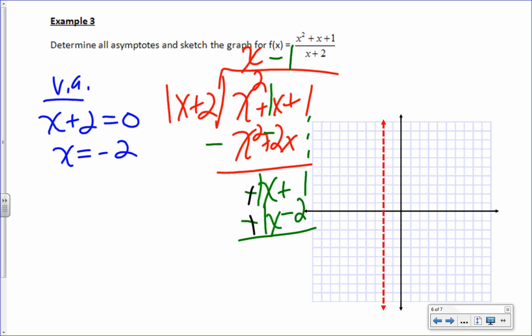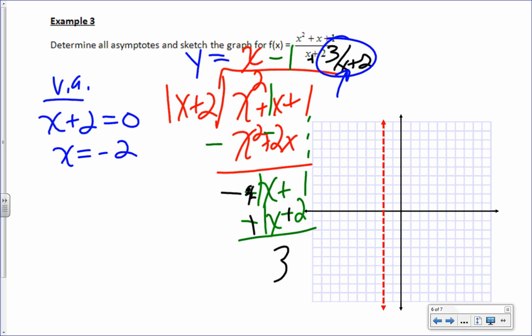Change your sign. Sorry about that. That's negative. And what do we got? A remainder of 3. So plus 3 over x plus 2 is our remainder. Who remembers what we said about the remainder in this very specific case? Yeah, it's negligible, correct? We don't have to worry about it. Why is that? Because as x gets really, really big, what happens to this fraction? Yeah, it goes to 0, correct? And so we are left with y equals x minus 1 as our slant asymptote.